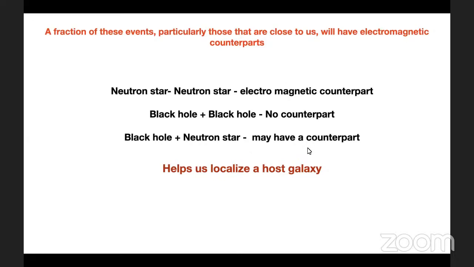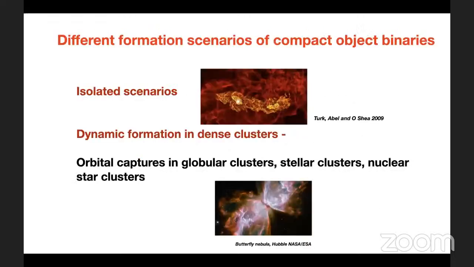So a fraction of these events will have electromagnetic counterparts, particularly for neutron-star mergers. And for a subset of these events, we'll actually be able to localize a host galaxy. Now, this is important because we want to understand these objects: the formation, the epoch of formation, the evolution of these objects through time, and the distribution of these objects in the universe, right?